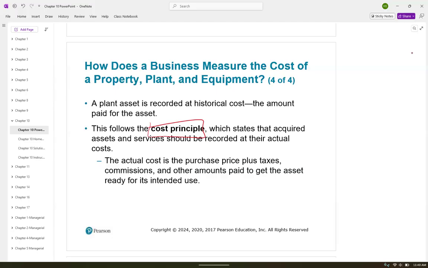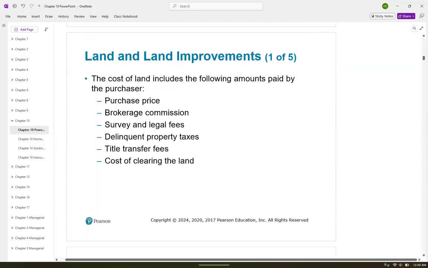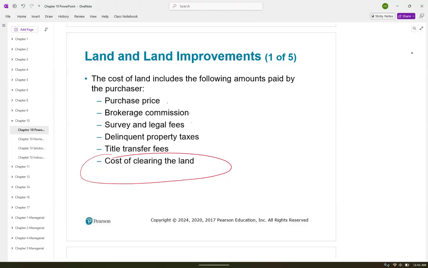Okay. So, what are the things that go into making up the cost of each one of these assets? Okay, let's talk about land and land improvements. So, the first one's land. Some of these are very obvious: purchase price, commission, survey, delinquent property taxes, title transfer fees. The one that is very different here is the cost of clearing the land.